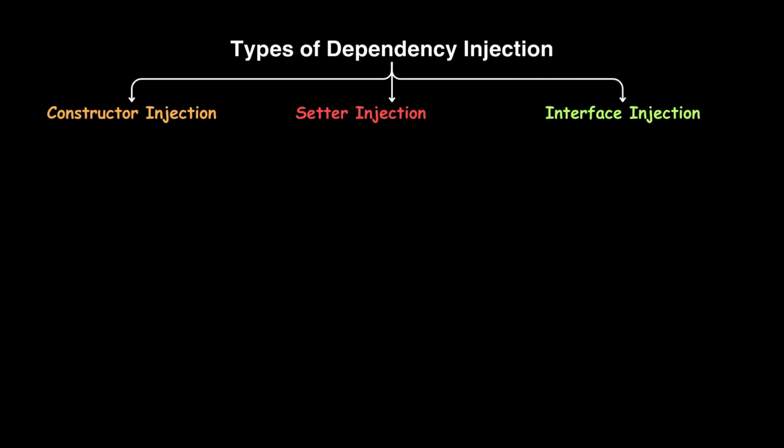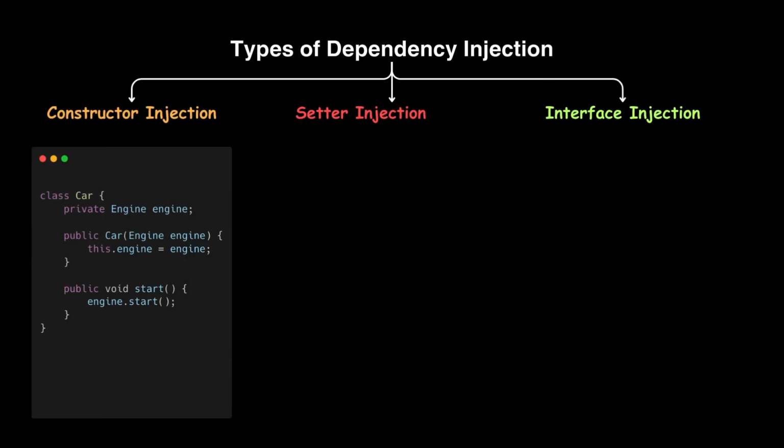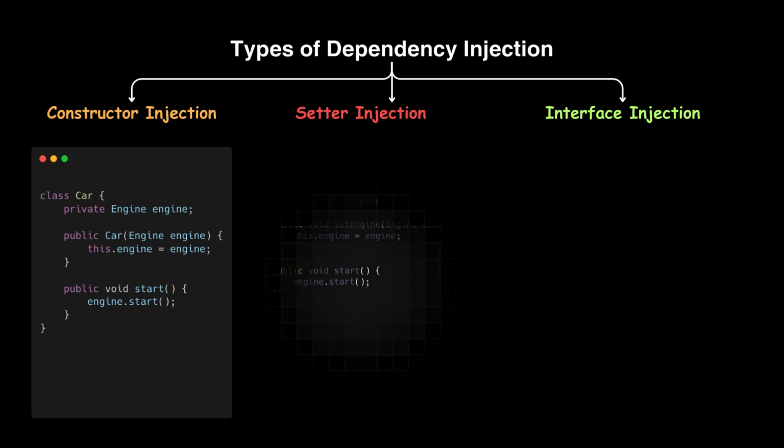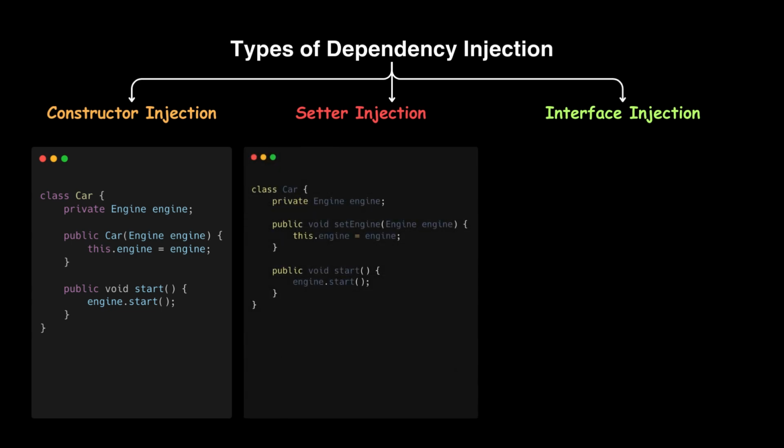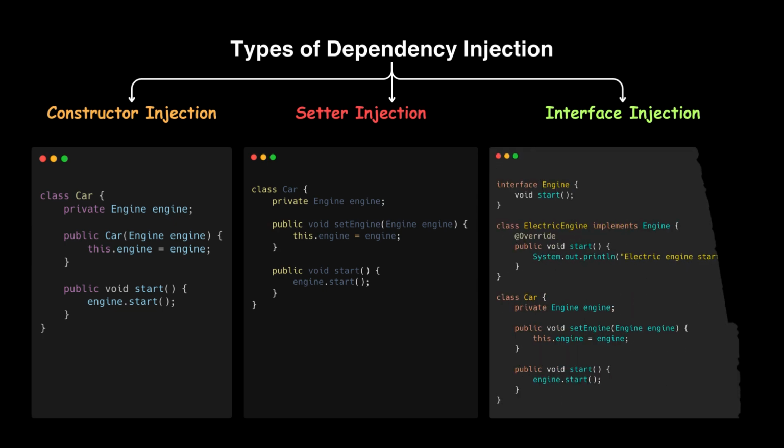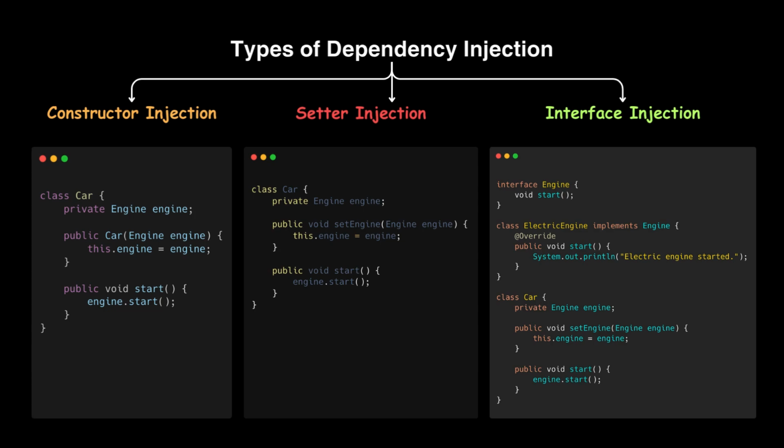Dependency injection can be implemented in several ways, and there are three main types. Constructor injection. As we've seen, this involves passing dependencies through the constructor. Setter injection. Here, dependencies are provided through setter methods after the object is created. Interface injection. This is more advanced and less common in Java, where the dependency is injected via an interface method.